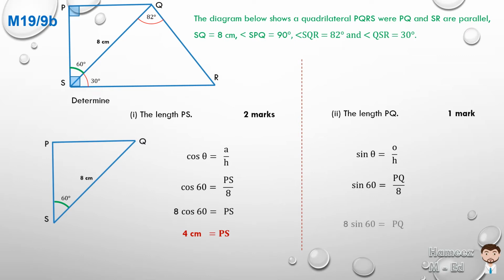So if you want PQ, it will be 8 sine 60, 8 times sine 60, which works out to be 6.9 centimeters. So we found the length of one parallel side, PQ, and we found the perpendicular distance between both sides.